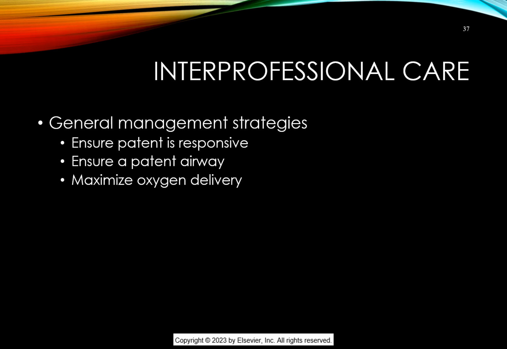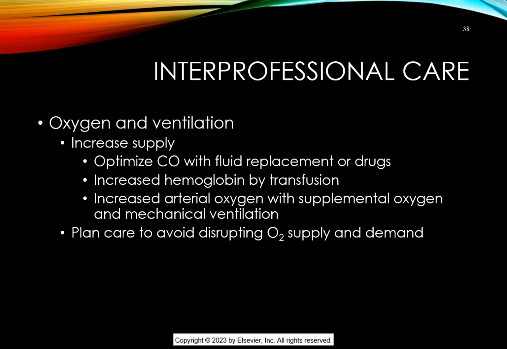So much of what we've been talking about is focused on the fact that we cannot get the oxygen where we need it to go. So maximum oxygen delivery is going to be key. We want to increase our supply. We want to use fluid replacement or drugs, transfusion potentially to increase our hemoglobin levels. We want to try to increase our arterial oxygen supply with supplemental oxygen.